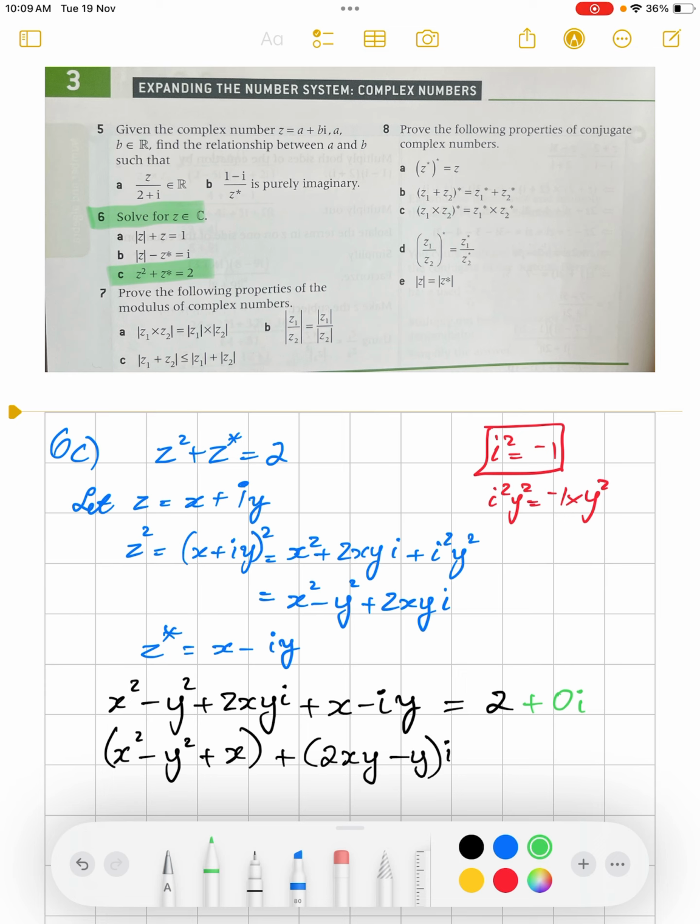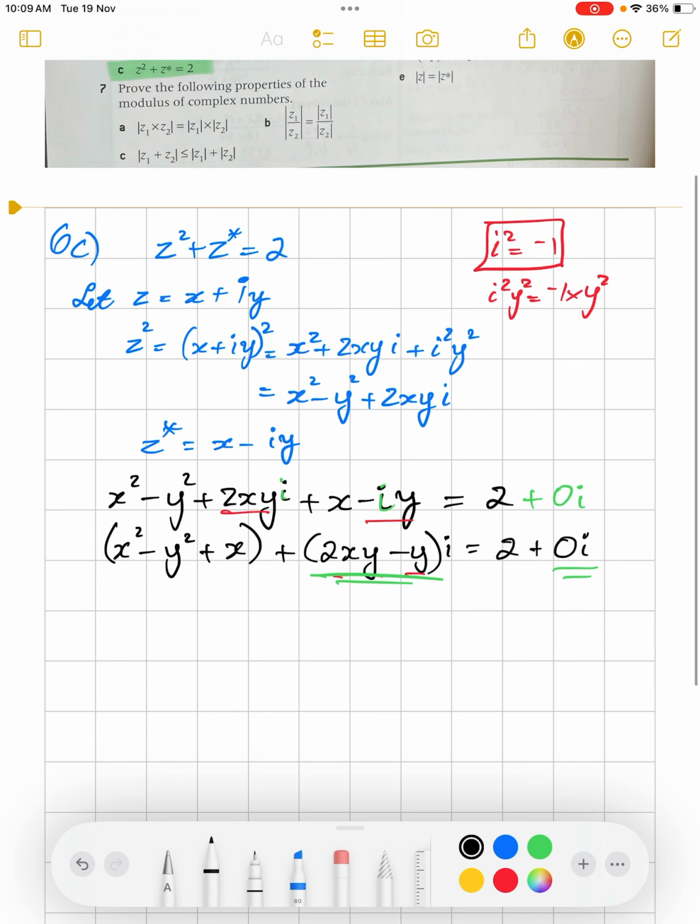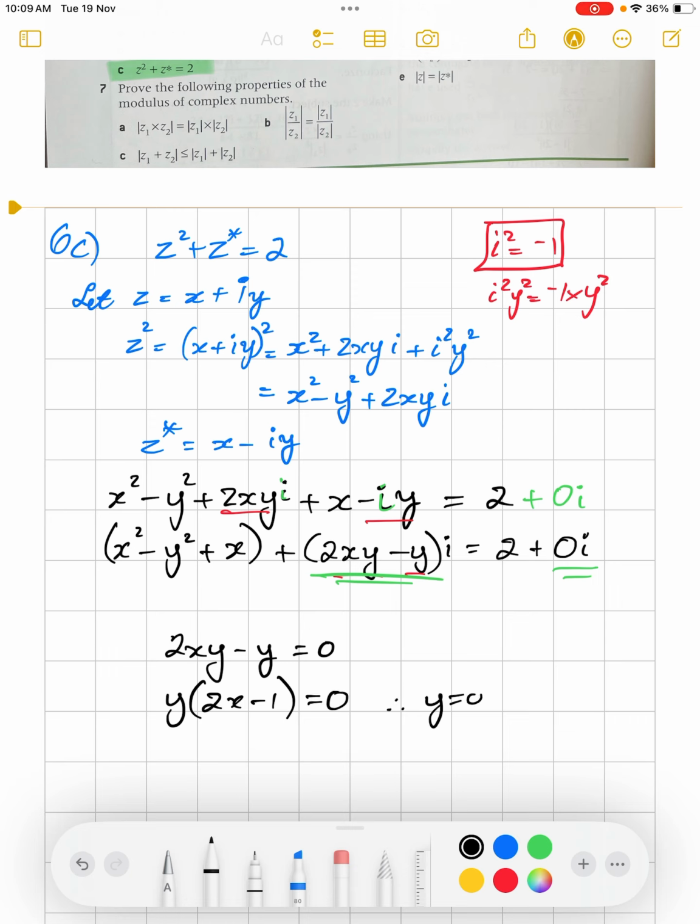And the imaginary component is 2xy minus y. So we've just factorized the i's out and we put 2xy minus y in the bracket. Let that equal 2 plus 0i. Matching the imaginary component with 0, we can see therefore 2xy minus y will equal 0. So let's factorize that. Therefore y equals 0, or 2x minus 1 equals 0, which is x equals a half.